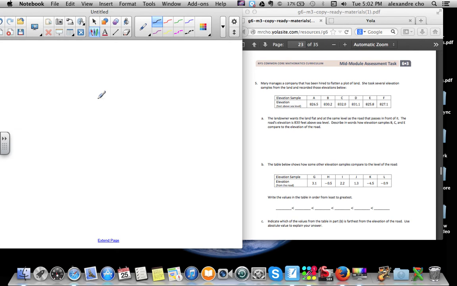Okay, so I wish I could draw this, but let's see if I can draw this. Here's the water, sea level, so that's 0. So the road is about here, which is 830 feet up. Okay, that's my road right here. All right, and then there's land. So let's look at B.